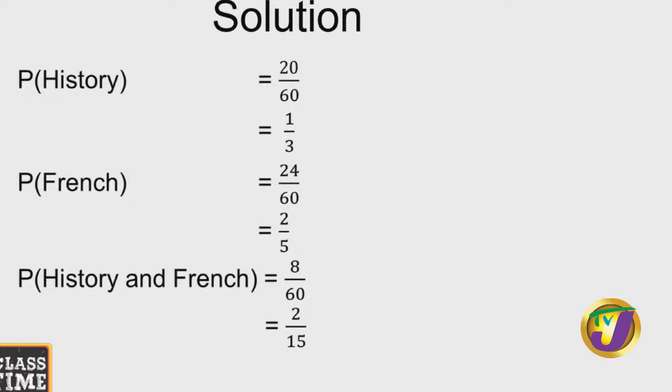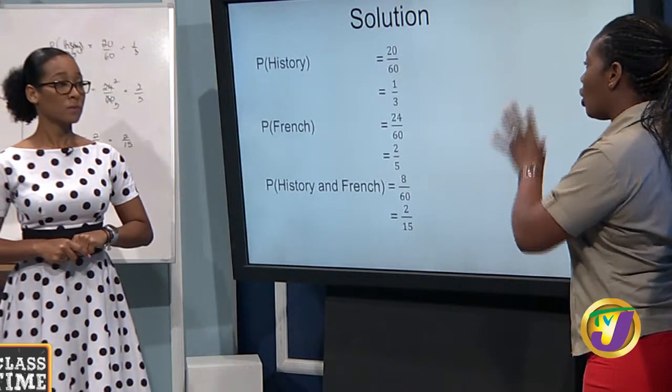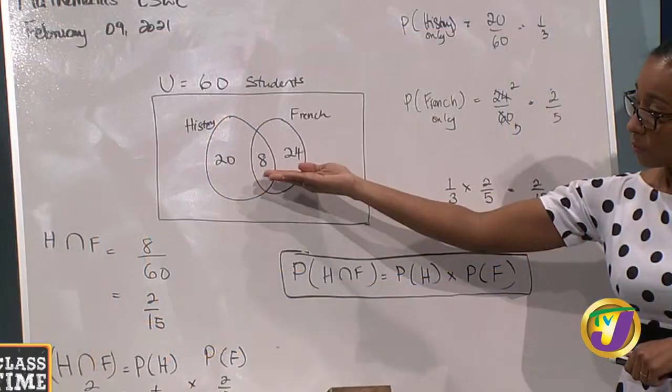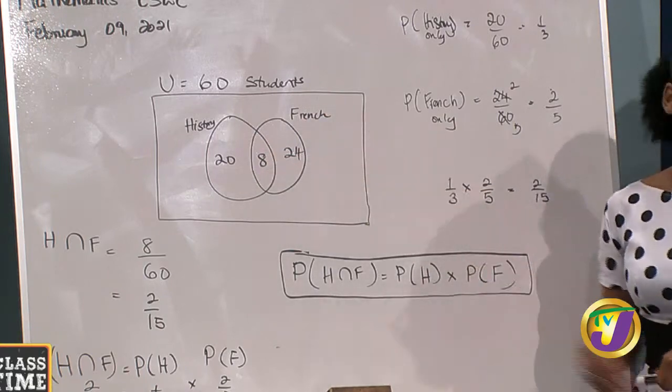Okay, let's start from the top. 20 of the students did history only, 20 out of the 60. 20/60 simplified to give us a third of the students who did history only. Then we looked at French. We have 24 out of the 60 students, simplified to give us 2/5 of the entire grade 10 students who did French. Then we looked at the probability of students doing history and French. Looking at the Venn diagram, you can see it clear as day: 8 students did history and French.